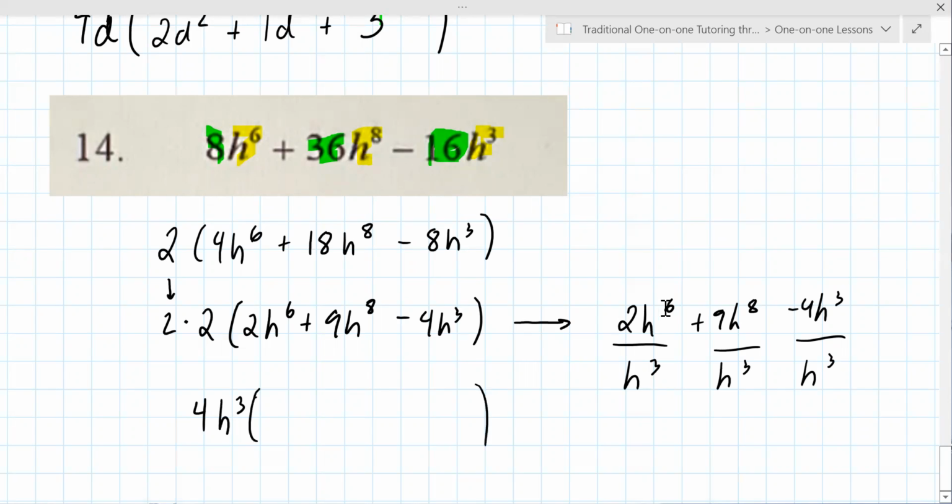So this first one, h to the 6th over h cubed, becomes 6 minus 3. That's 3. So it's 2h cubed for the first one. And then this one here, h to the 8th over h cubed, it's 8 minus 3, that's 5. So that's plus 9h to the 5th. And then the last one here, h cubed over h cubed, those cancel, just leaves you with the minus 4. Okay.